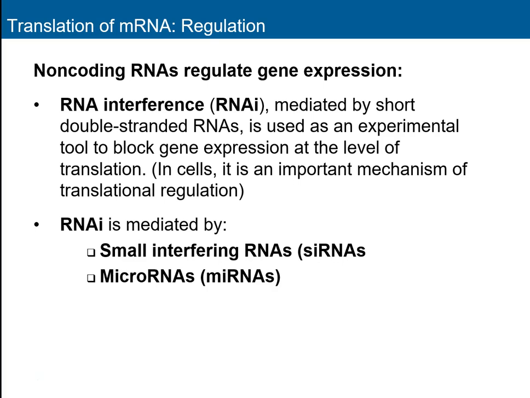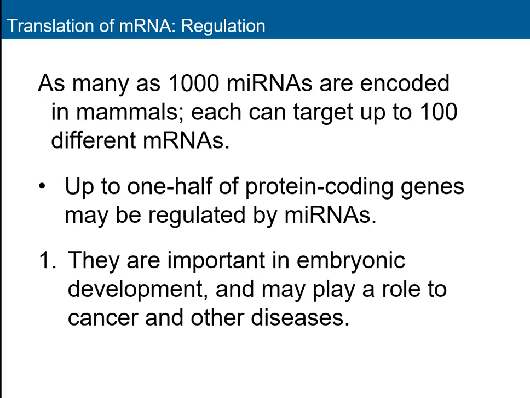Now, another way that you can regulate gene expression, and we mentioned these before in a previous chapter, is RNAi, or RNA interference. Remember that RNAi is mediated by other types of RNAs as well, the siRNAs and microRNAs. These are involved in blocking translation, so they're involved in regulation of translation, in that they can bind and block it.